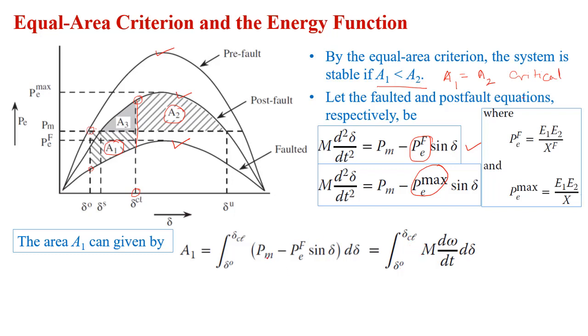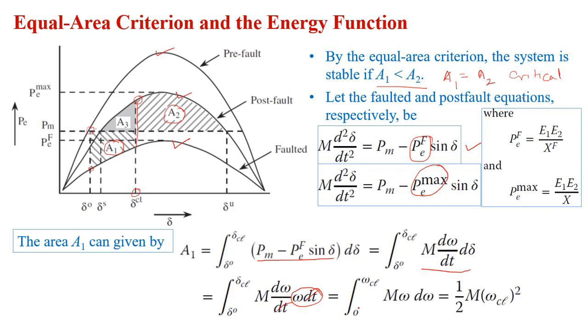So instead of Pm minus Pf sine delta, I can write M d omega by dt, d delta. Instead of d delta, I can substitute omega dt, and dt will get cancelled, so it will remain M omega d omega. So now the integration can be from 0 to omega CL, so it will give half of M omega CL squared. Why is it 0 to omega CL?